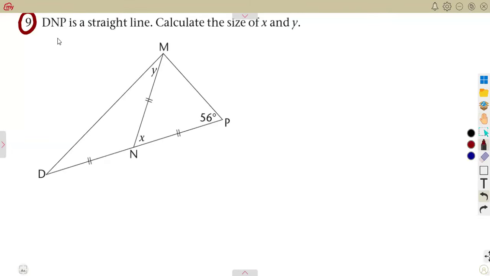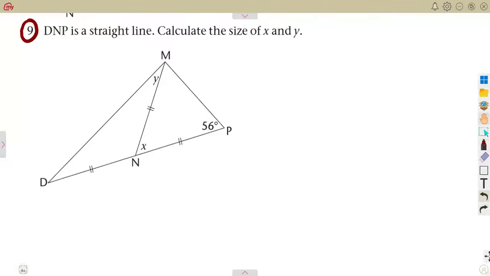Number 9, DNP is a straight line. All right, there we've got a straight line. Calculate the size of x and y. Okay, let's see what we've got here. There is a straight line, which is fine. Then also we are given this indication, these two lines here, these two lines here also. So it means these sides are all equal. This side is equal to this side.